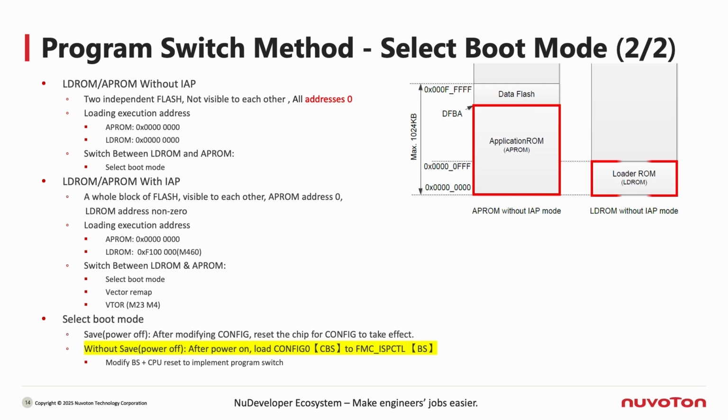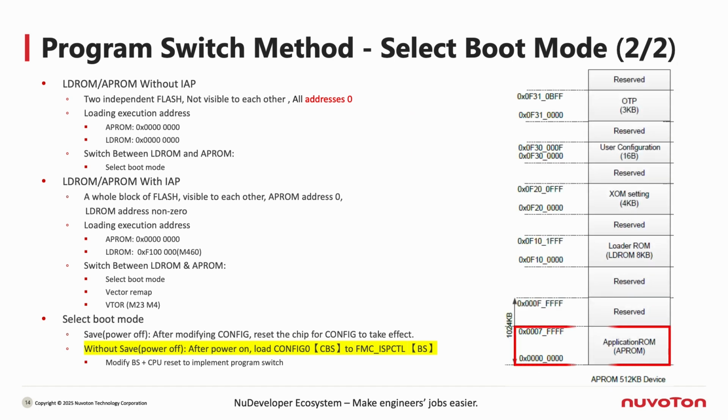Without IAP refers to treating the LD-ROM and AP-ROM as 2 independent memory regions that are not visible to each other. The starting addresses are all 0. Whether it is an LD-ROM or AP-ROM project, the load execution address can be set to 0. Set to without IAP mode, program jumping between LD-ROM and AP-ROM can only be achieved by modifying the boot location.